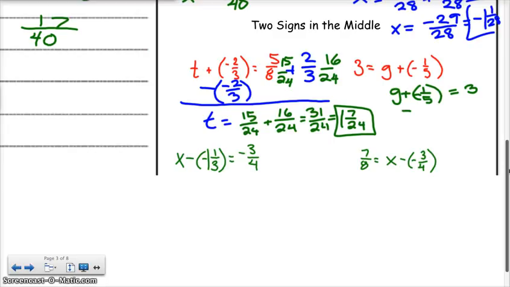So I'm going to subtract a negative 1/5. When I subtract a negative, what am I doing? I'm adding a 5th. I don't even need a common denominator. This is one that I like. Super easy. Just smush them together, 3 and a 5th.